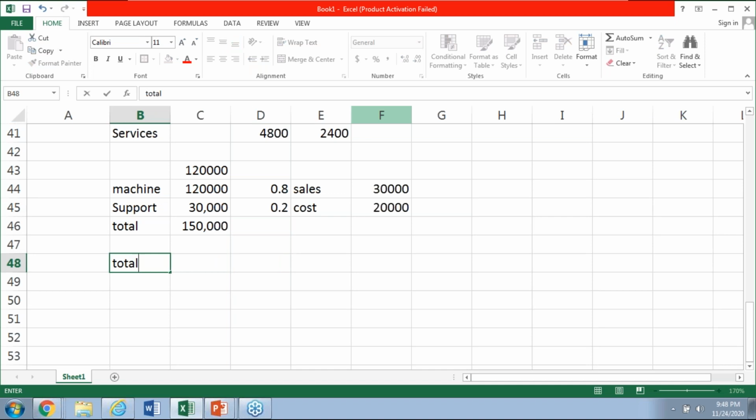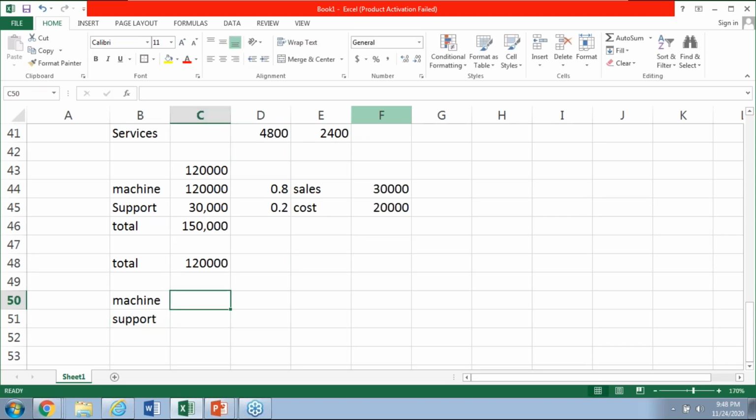So the total price that we are charging right now is 1,20,000, out of which the machine is having a value of 80% and the support service will be having a value of 20%. So how can we allocate the price? 1,20,000 into 80% and 1,20,000 into 20%. This is how we break up the price.